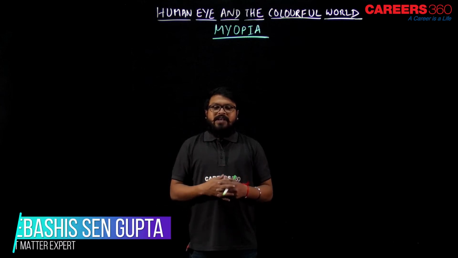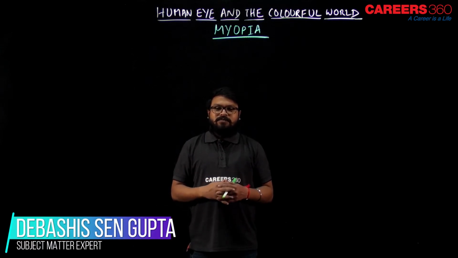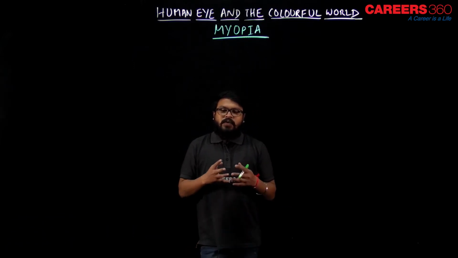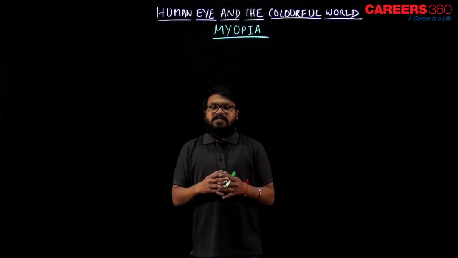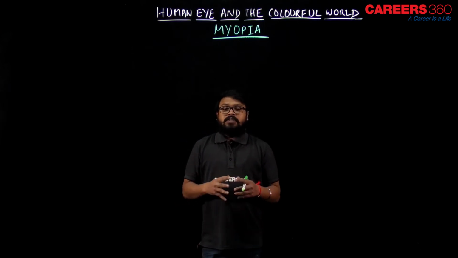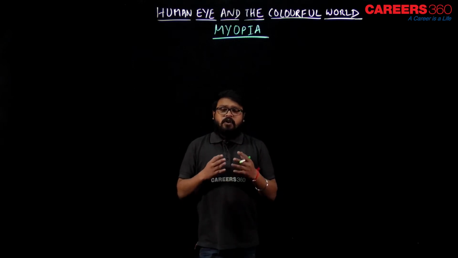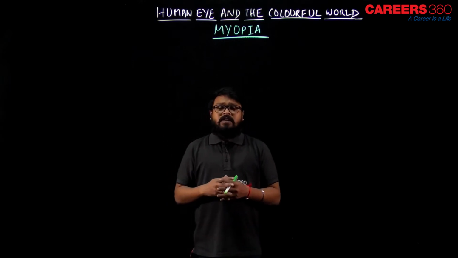Hello everyone. In today's lecture, we are going to see one of the defects of vision, that is myopia. Myopia is a common defect of vision in which you are able to see the nearby objects, but it is very difficult to see the farther away objects. That is, the images of the objects which are at farther distance become blurry.